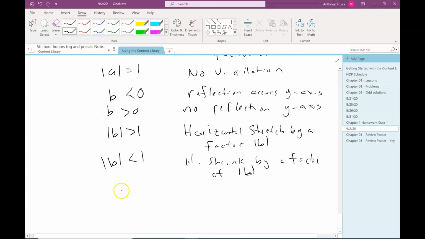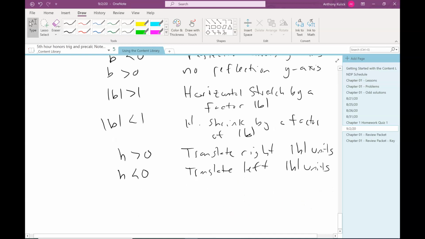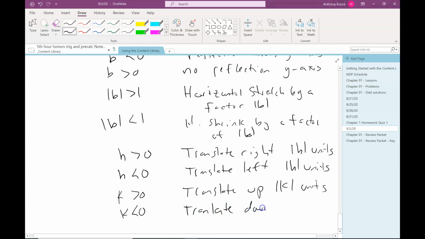And then we have the h and k. So if h is positive, we translate right h units. And if it's negative, we're going to translate left h units. So that's our translations. And then k, similarly, except up and down. So if k is positive, we're going to translate up k units. And if k is negative, we're going to translate down k units.